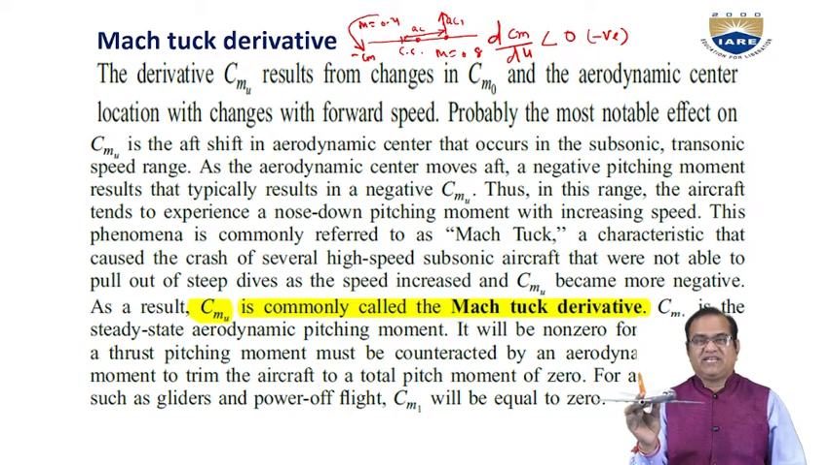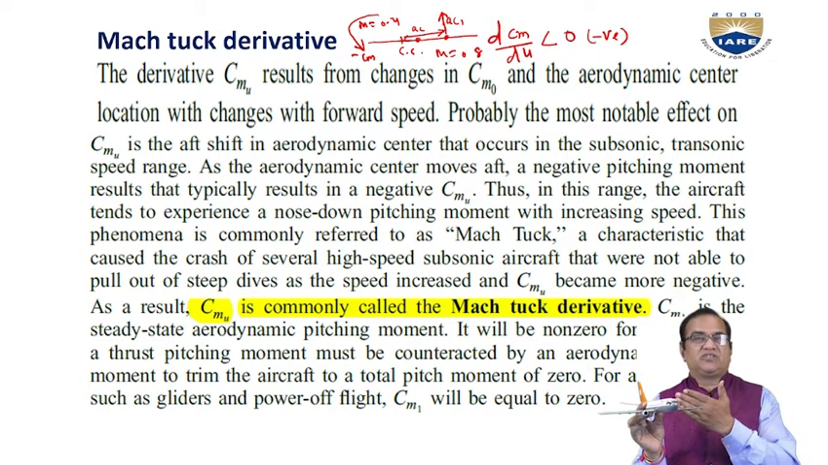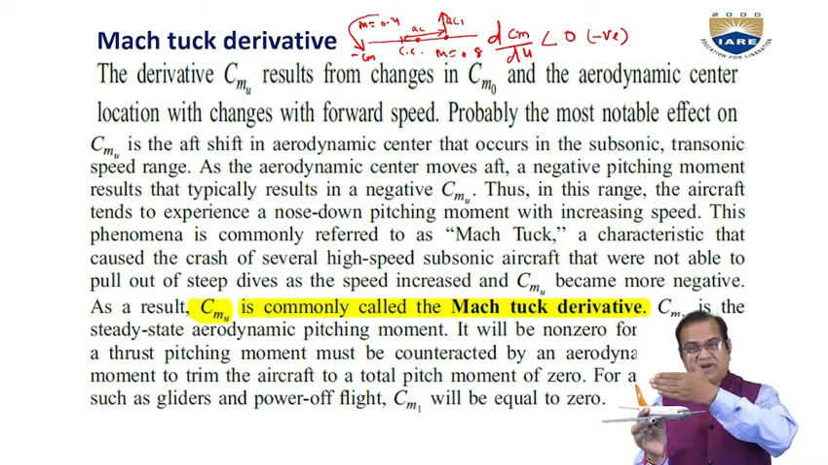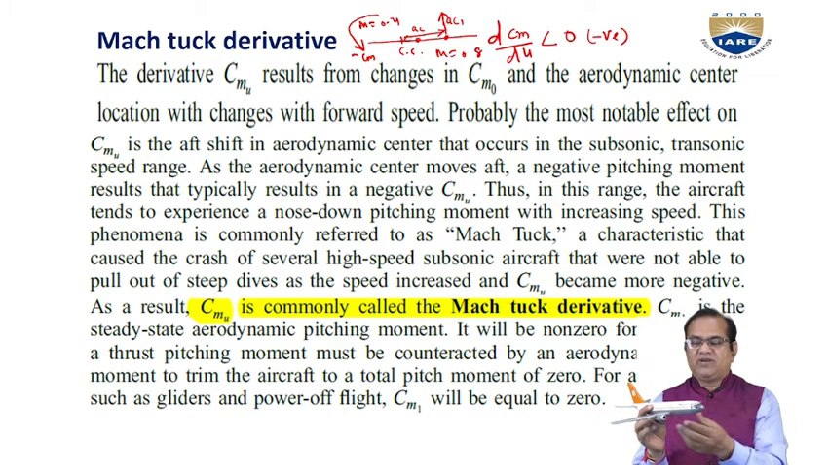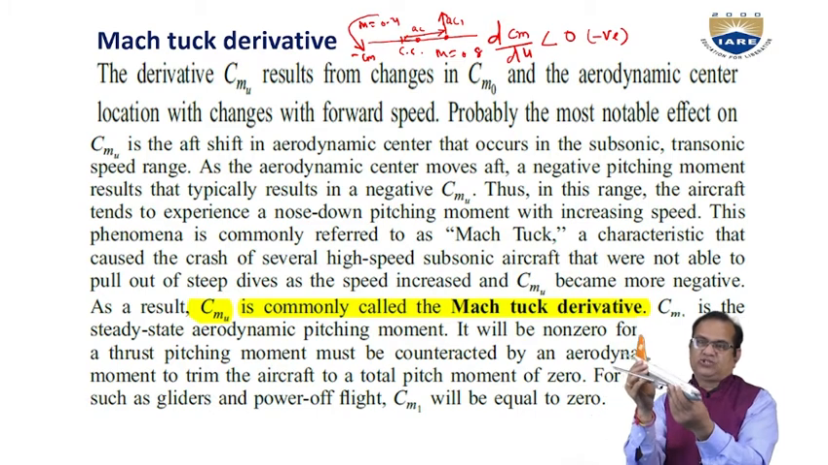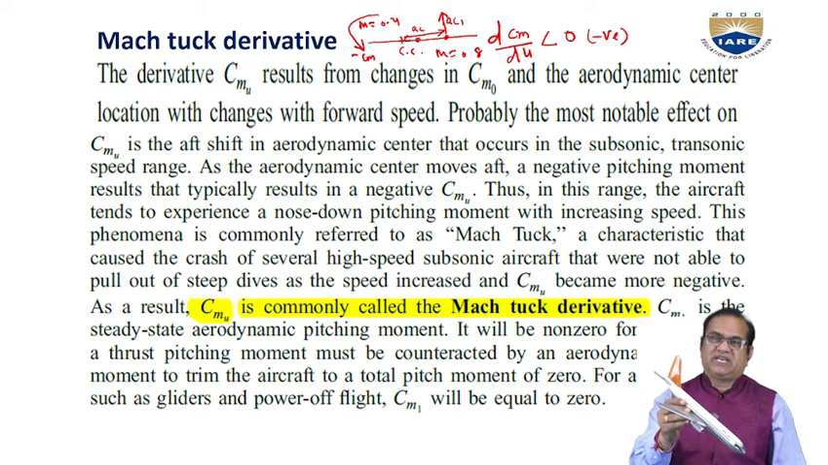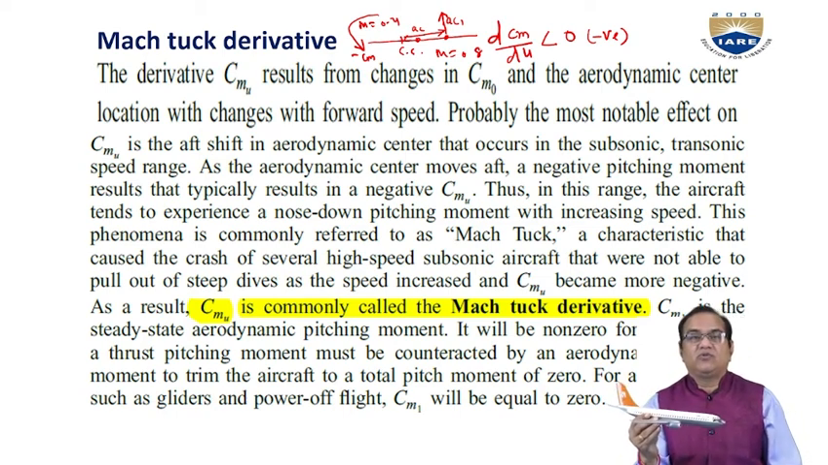But as the speed is increased, this c by 4 may be c by 3, c by 2. So it is going backward. As it is going backward, the force which is acting behind, a lever will act and it will try to make nose down. And if this nose down is so heavy in high speed aircraft, aircraft are not able to recover.